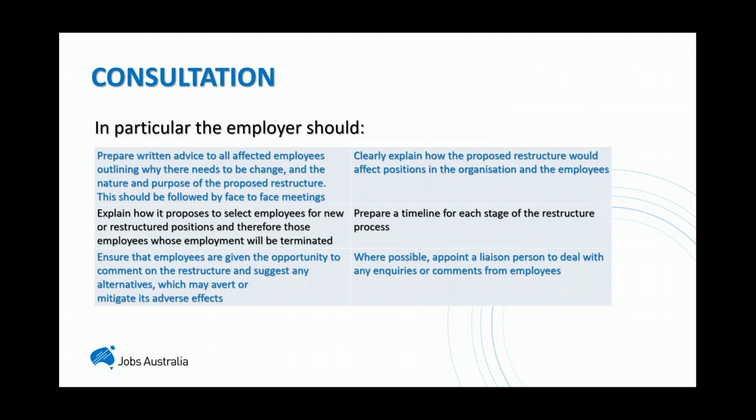Where possible, it's a good idea to appoint a liaison person to deal with the inquiries and comments from employees. So I think if you have the ability to have someone, a conduit between the business and the processes, that's a really good idea. Because what we're hoping to do in this whole process is to provide fairness for the staff that are involved and for the whole organisation. Importantly, minimise the rumours and the distraction that these processes can cause.